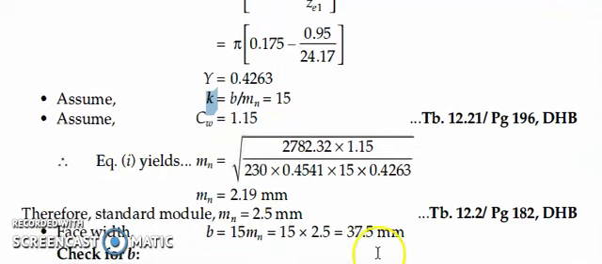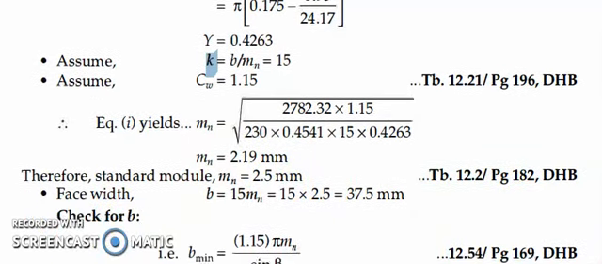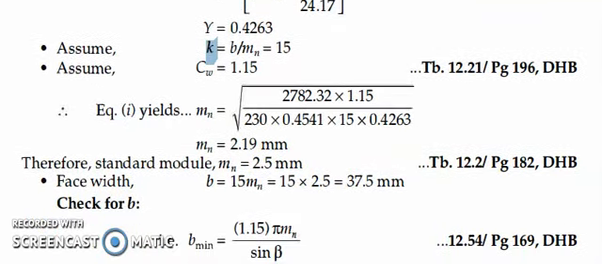Then we can standardize, or round off, that value to 2.5 using table 12.2. Then we can check the face width, B, which is equal to 15 mn, that is 37.5 mm. So B minimum, from equation 12.5, is equal to 1.155 mn divided by sin theta.